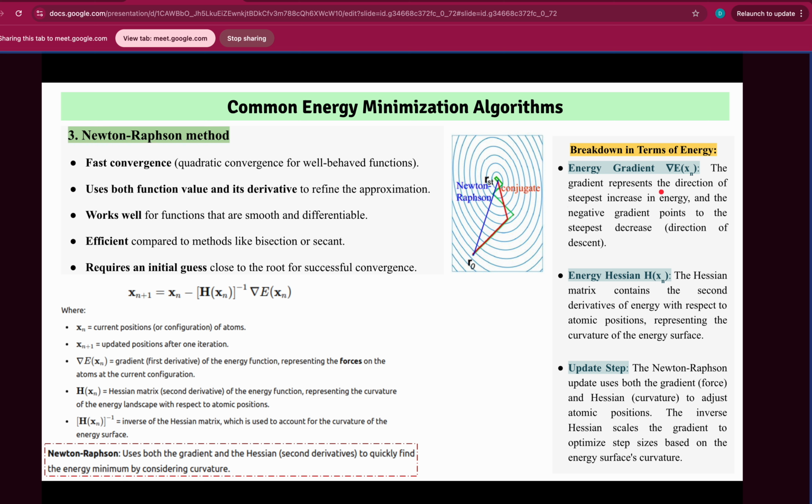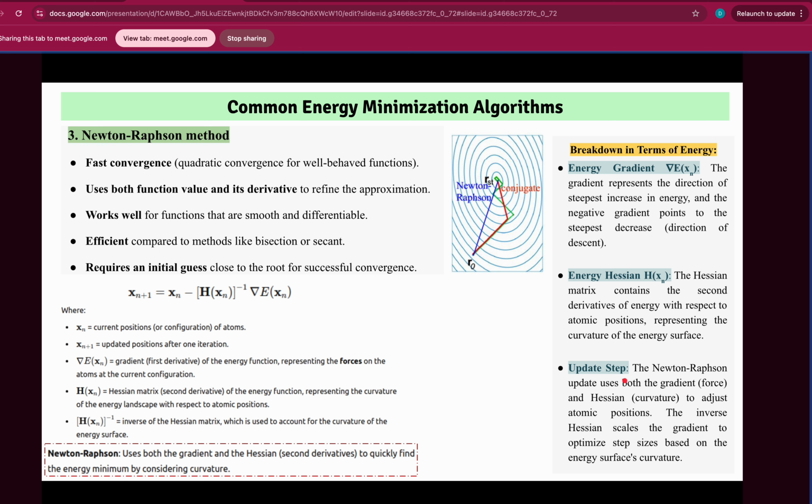This gradient represents the direction of the steepest increase in energy, and the negative gradient points to the steepest decrease, or the direction of descent. Direction of descent means the direction in which you want to move. Then there is the energy Hessian, H of xn, which is the Hessian matrix. In this case we are using the inverse of it. The Hessian matrix contains the second derivative of energy with respect to atomic positions, representing the curvature of the energy surface. So it tells you about the curvature.